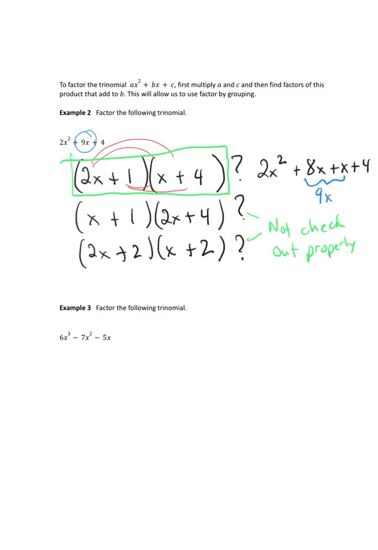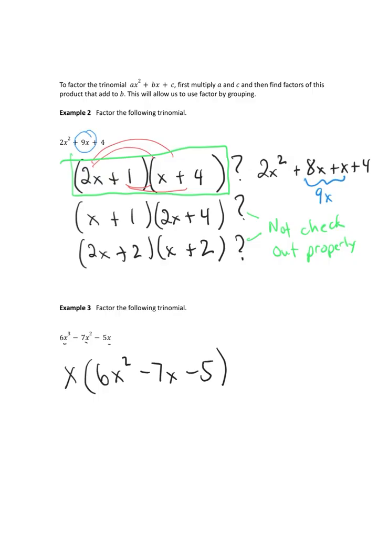Okay, one last example here. This is kind of a combination of a greatest common factor and then the factoring more of the trinomial, because right away I see that they all have an x that I could factor out. So this would be x times 6x squared minus 7x minus 5. Now double check that carefully. I factored out an x from each term, so it just reduces each term by one factor of x.